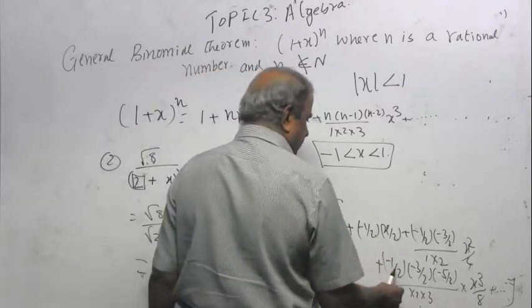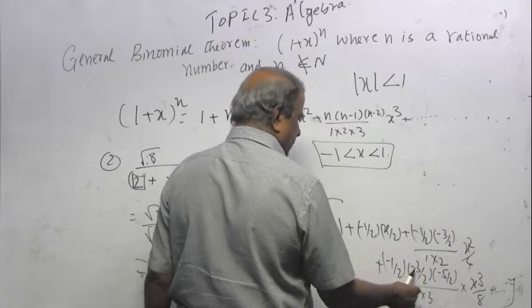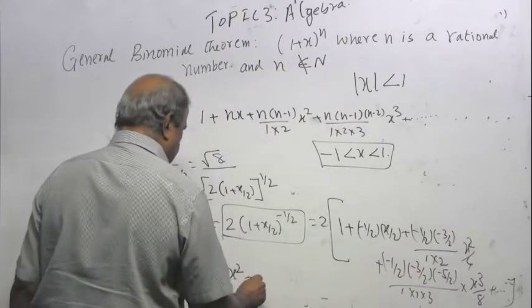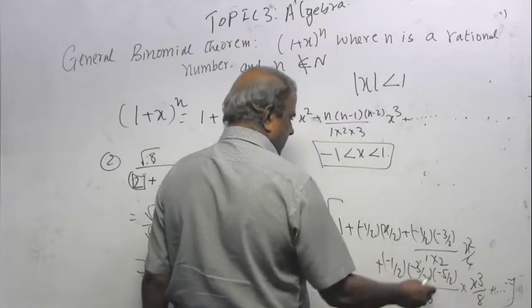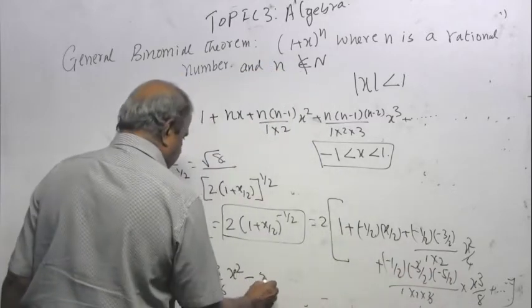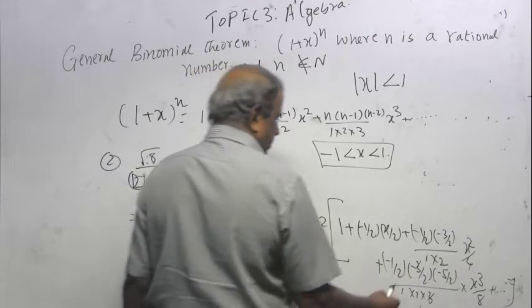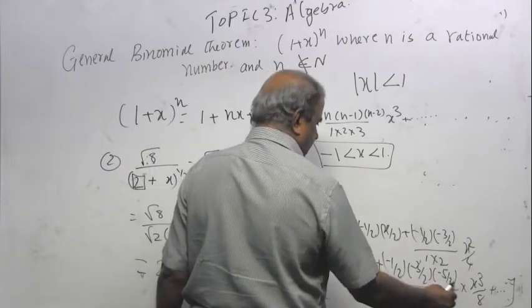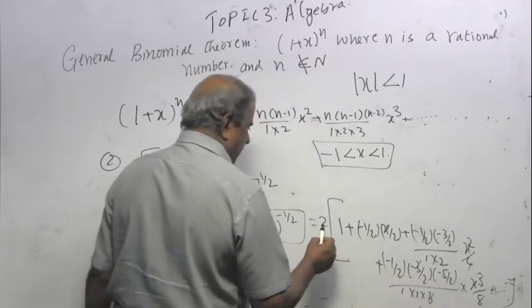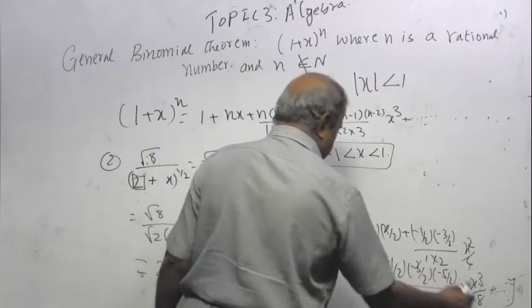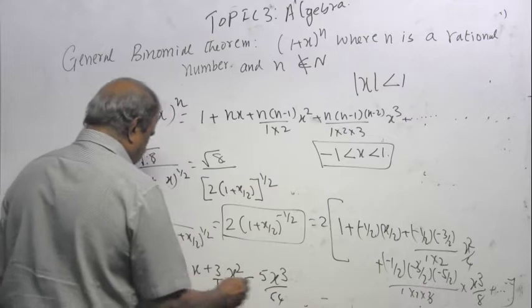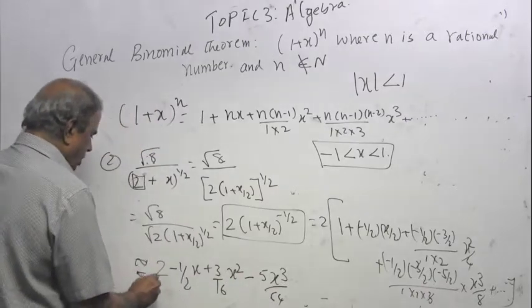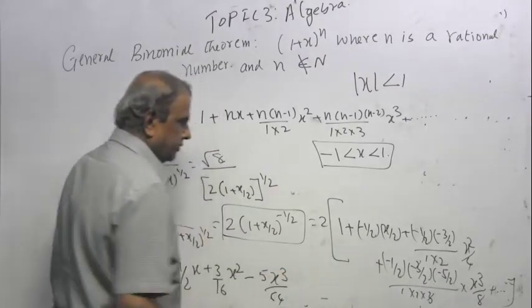Then a half, a minus and a minus is a plus. Plus and a minus is a minus. The 3's cancel. In the numerator I have a 5, 2, 4, 8, 16 divided by 2 makes it 8. 8 and 8 makes it 64. Put an approximate sign, equal to, or put a dot dot dot.